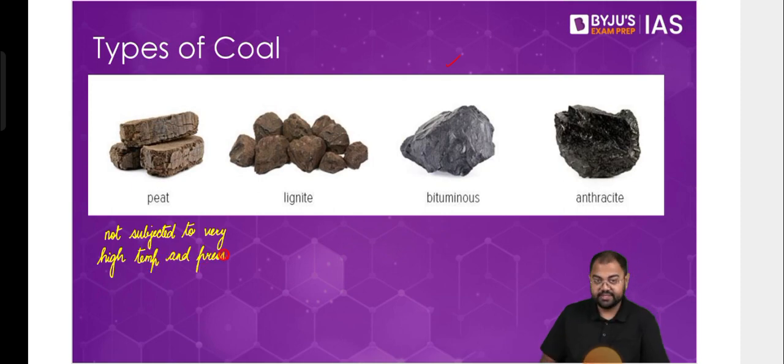Then after that, we have lignite. Now, lignite is also called brown coal. And why we call it brown coal is because it has a brownish appearance, right? It looks like a stone but has a brownish appearance. So again, not really subjected to very high temperature and pressure, not for very long. A better variant compared to peat, but still not a great variant, still not a very good variant of coal. So that is what lignite is.